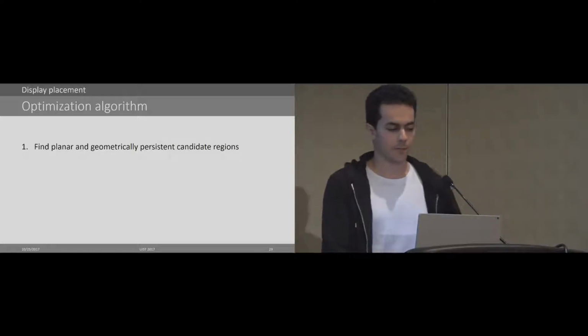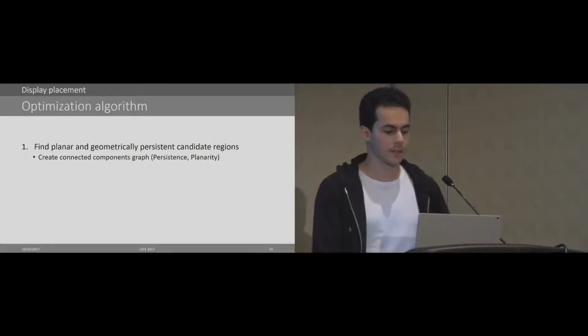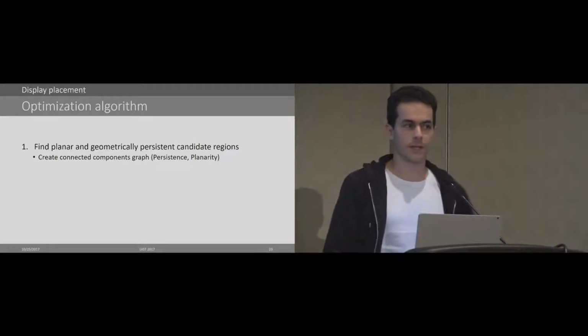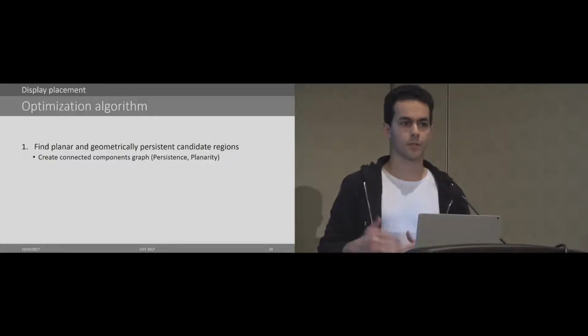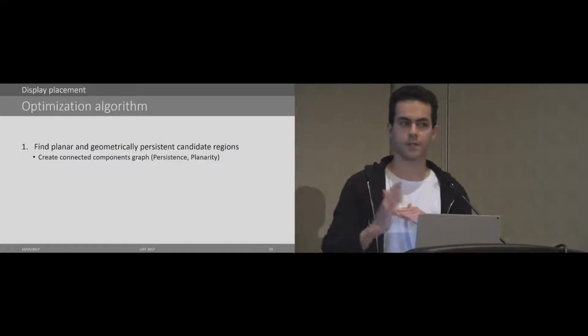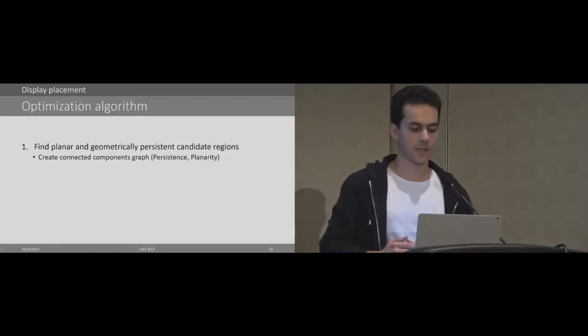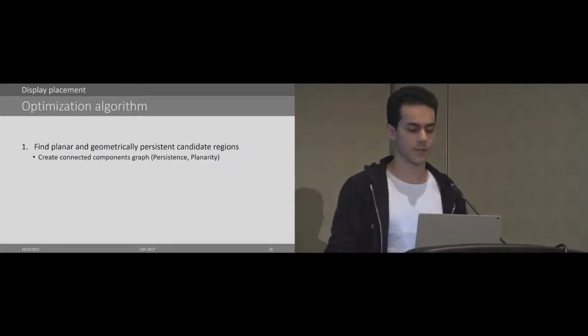So the first step is to find planar and geometrically persistent candidate regions. The way we do that is we create a connected components graph, and that graph is based on persistence and planarity. That means, for example, if we have a flat table and a whiteboard close to each other, then these are two different connected components. Even though they're physically attached, they have a different surface normal, and therefore they are two different connected components.